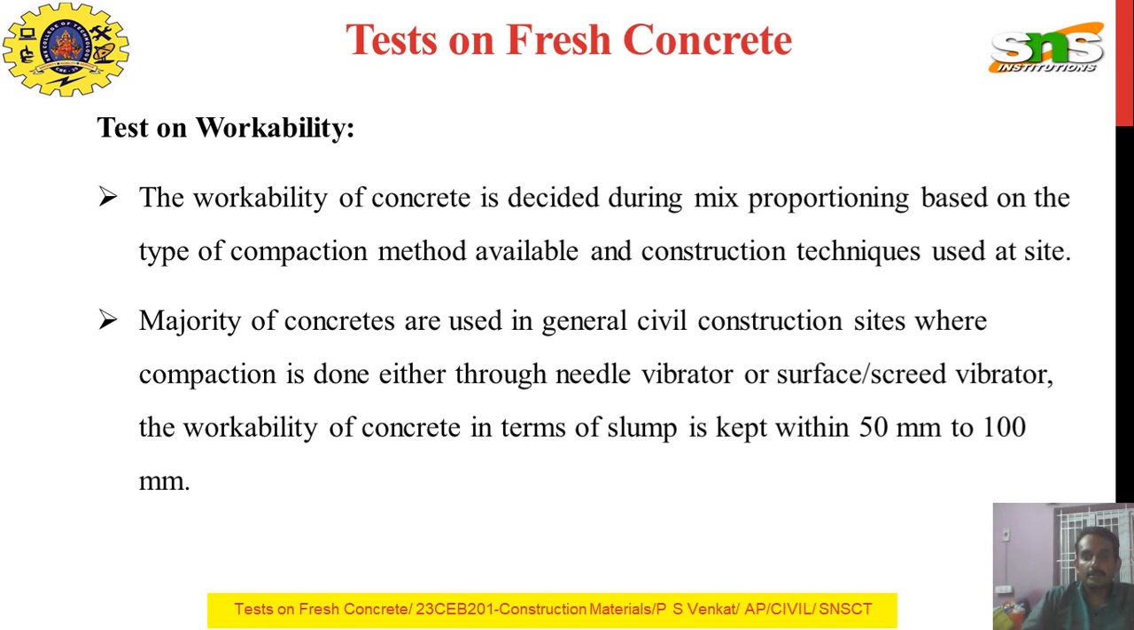The test on fresh concrete decides upon the various workability characteristics of concrete, and there are different methods in order to ensure the workability of concrete. They are slump cone test, compaction factor test, VB test, and flow table test. The workability of concrete is measured in terms of slump value, which is kept in the range of 50 mm to 100 mm for various construction activities.